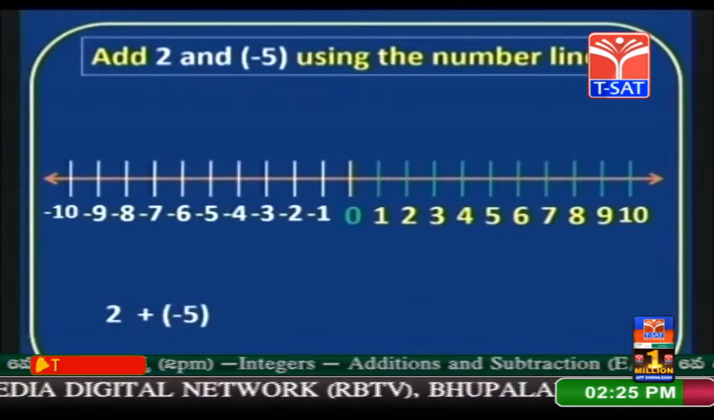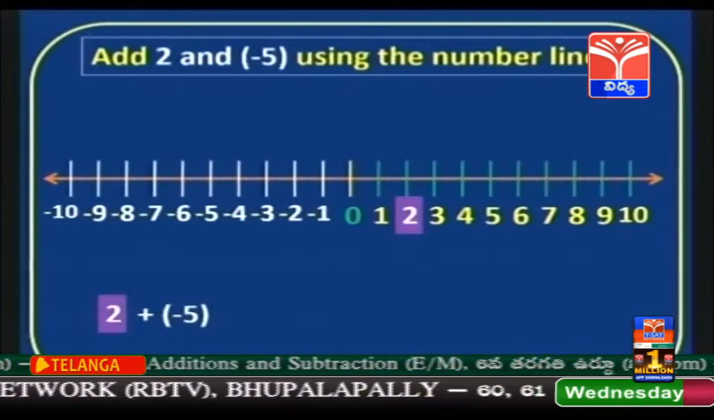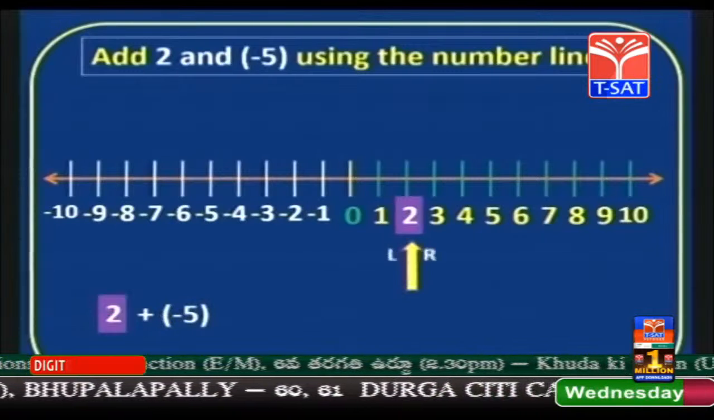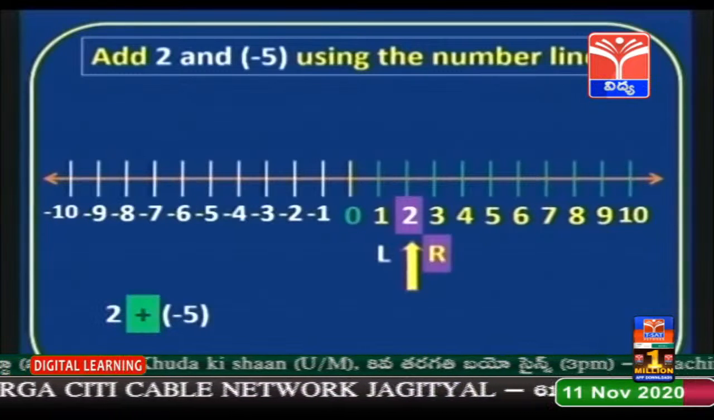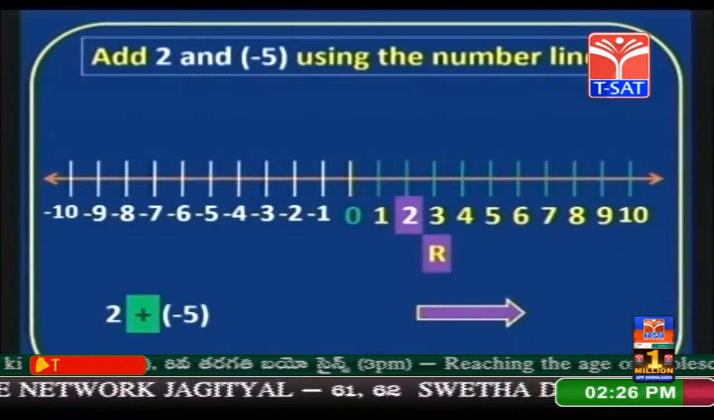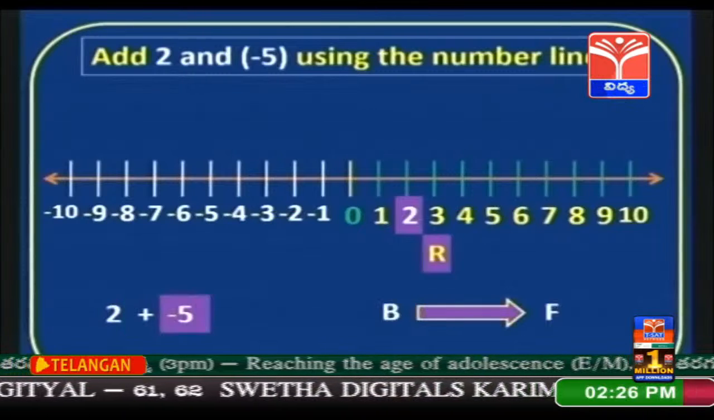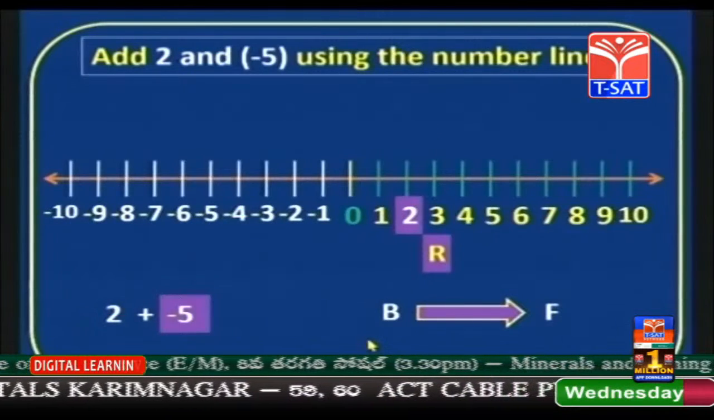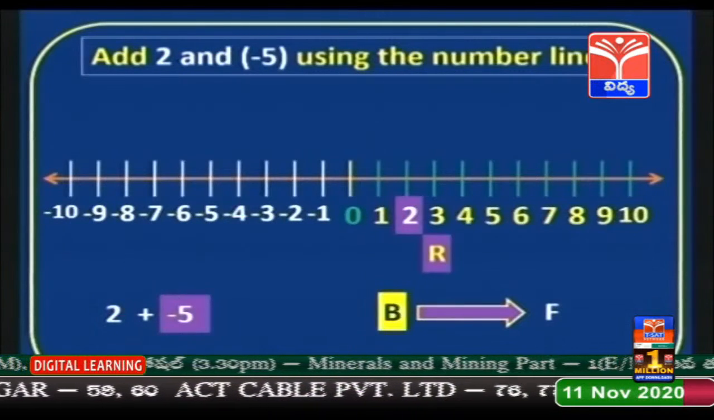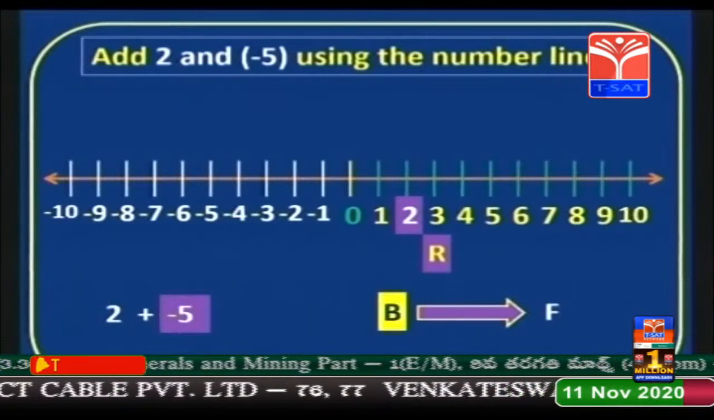2 plus minus 5. What is the first integer? 2. Yes. We are going to the integer. As the sign between the integers is plus, we are selecting the right side, we are turning right. Okay, now the second integer is minus 5, so you have to move forward or backward? Yes, you have to move backward. How many steps? 5 steps.